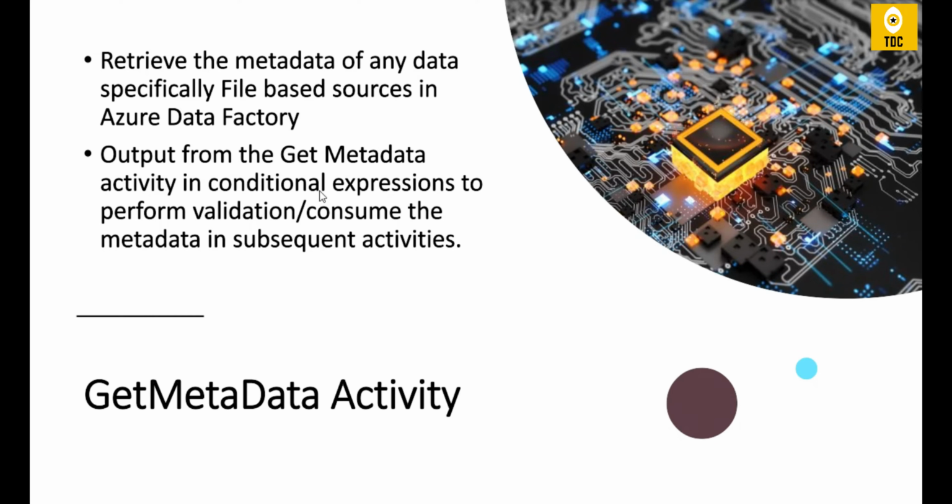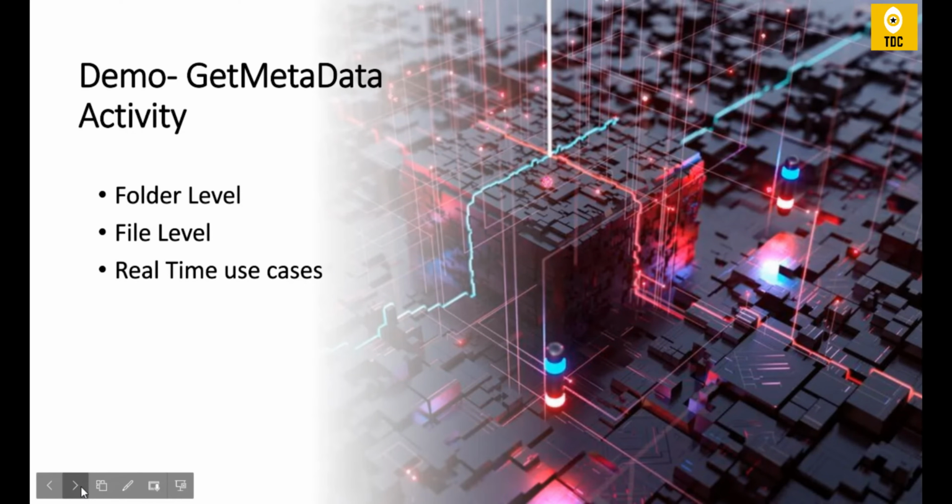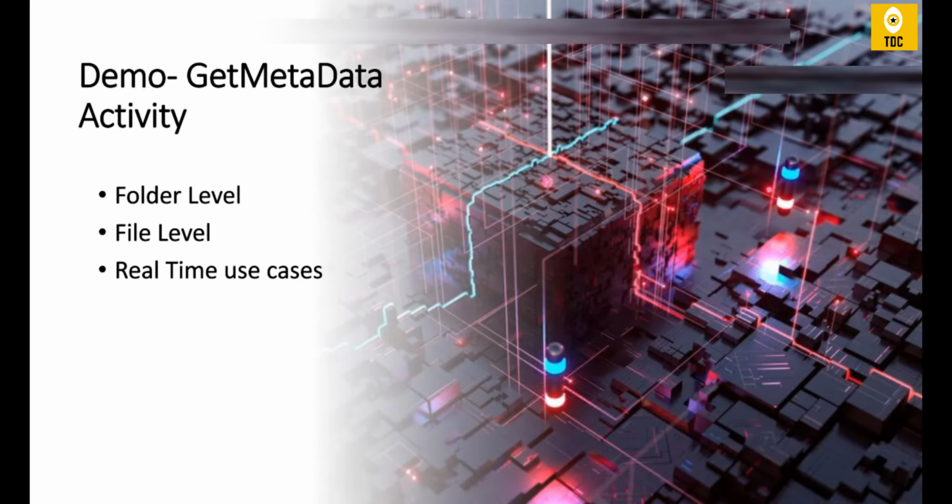The output of the Get Metadata activity can be used, for example, if you're setting a variable, or if you're doing conditional expressions like an If Condition, or you have For loops based on this. You can use the output of Get Metadata in any subsequent activities. That's the whole intention here. Next, we will have a quick demo where we will see how the Get Metadata activity can be used at folder level and file level, and also a few real-time scenarios where we might need to use Get Metadata to get what we need. Okay, let's jump into the demo now.